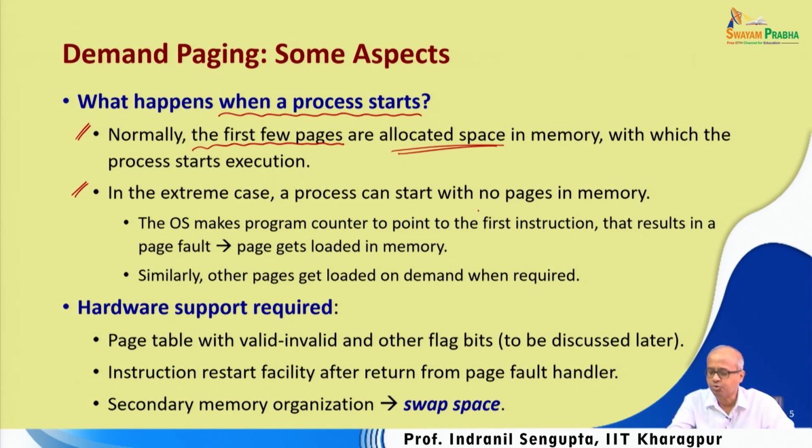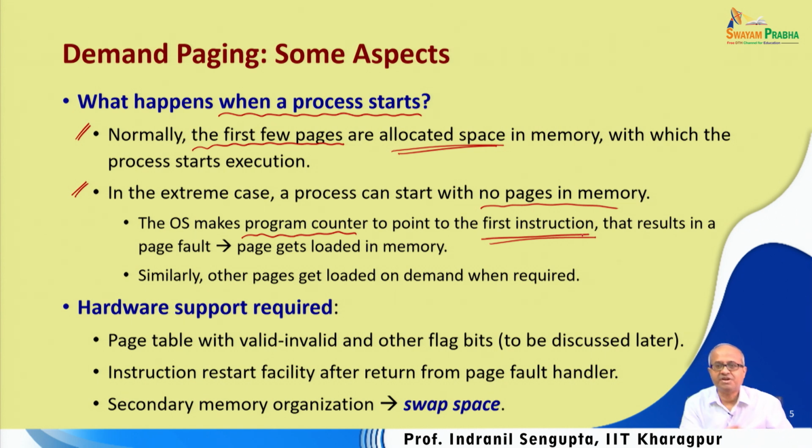Extreme case means you start with no pages in memory. No pages in memory means that all the page table entries are marked as invalid, invalid, invalid. Now, the operating system tries to execute the program from the beginning. How does it do that? It will use some kind of a jump instruction. Basically, the program counter, as you know, always points to the next instruction to execute. So, the operating system initializes the program counter with the address of the first instruction. Basically, the PC points to the first instruction.